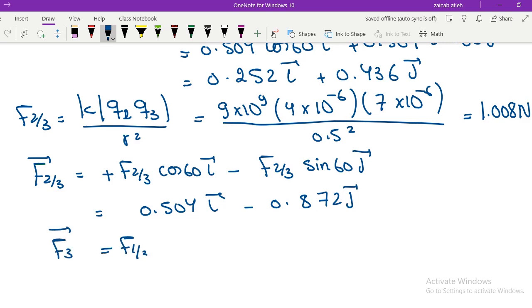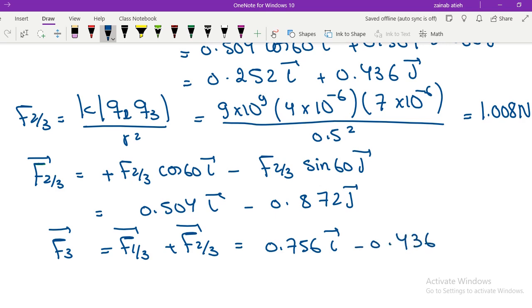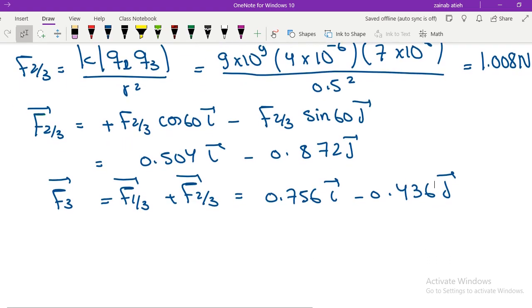So let's find F3, which is adding both of them. So it's F1 on 3 plus F2 on 3. It's equal to 0.756i أنا حسبتهم already minus 0.436j. أوكي عادي جمعت الI مع الI الJ مع الJ. هلا إذا بدو الماgnitude للفورس هو مطلب I'll find the force, the total force. I will just check if he asked for the magnitude, but I usually find them because we usually ask for them in questions. So he said just find the total electric force. It did not say magnitude or vector or direction. I will find the magnitude and the direction.